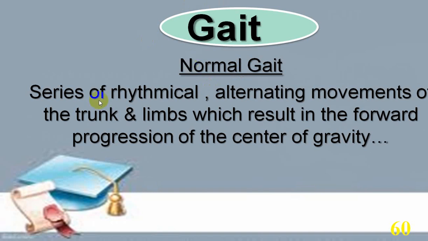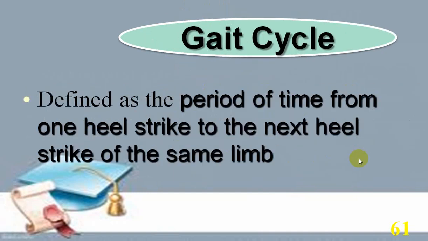So normal gait is a series of rhythmical alternating movements of the trunk and limbs which results in the forward progression of the center of gravity. You will see here, a gait cycle is the period of time from one heel strike to the next heel strike of the same limb. That is called one gait cycle.